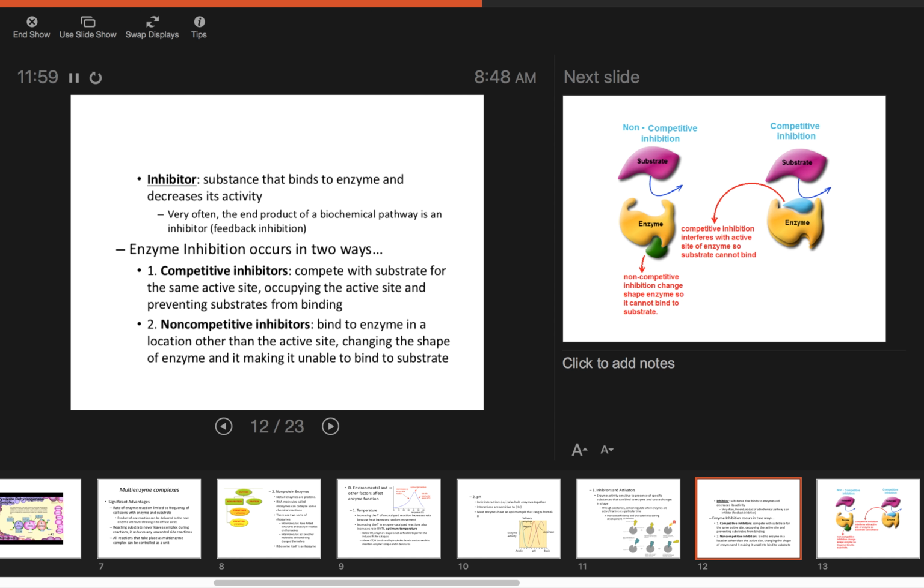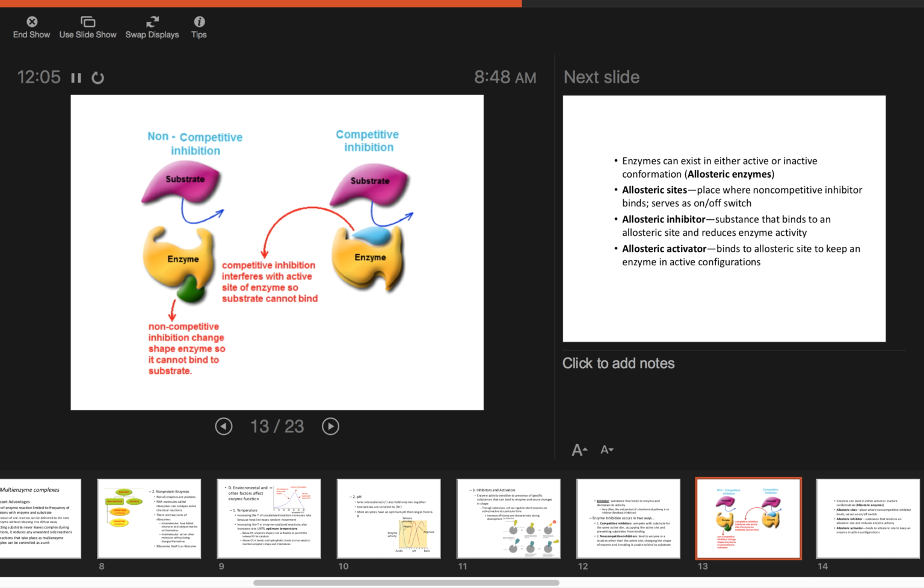So I have diagrams that show competitive inhibitors and non-competitive inhibitors. With the non-competitive inhibitor, this is the substrate. It's supposed to fit in here, but the inhibitor binds to a site on the enzyme other than the active site, causing a configuration change. So instead of this being open, it closes, and the substrate can't fit in there nicely anymore. Lock and key. So that's one way to shut it down. This is non-competitive because it's not competing for the same site.